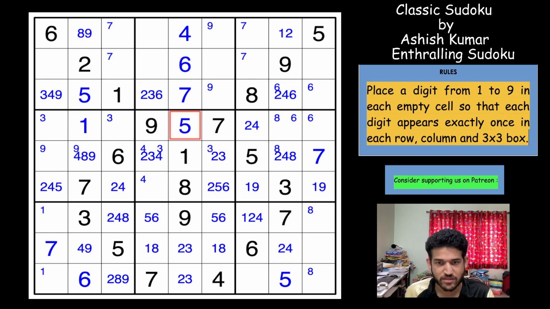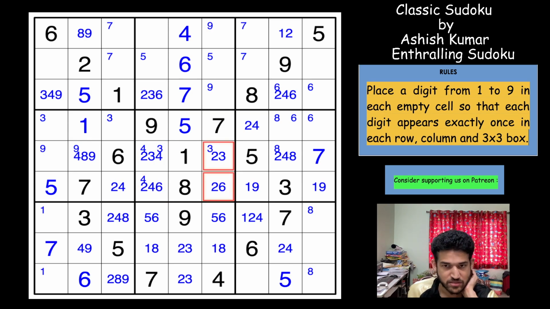Let's see. 5 in here. So it gives me a 5 in here. And have we got all the 5s? So one more 5 goes in here. This is not a 5. So this will be a 2, 4, 6. So you have 2, 3, 4, 6 here. Okay.